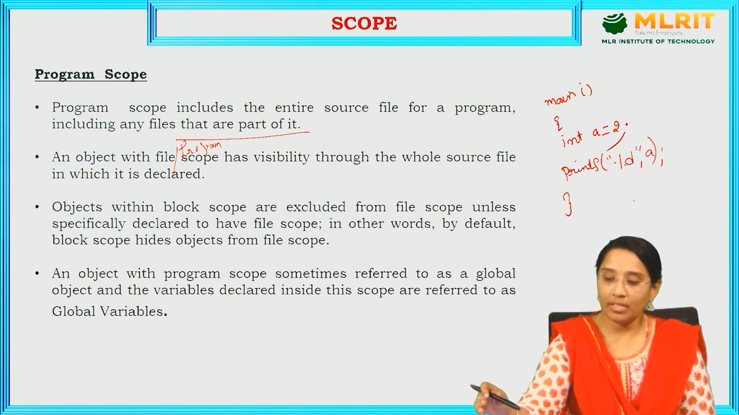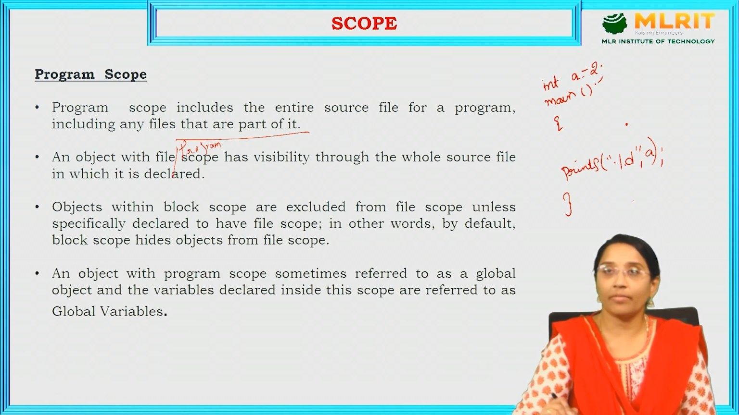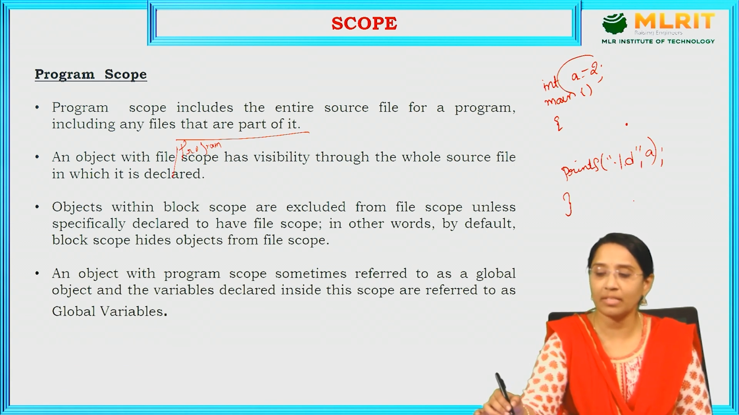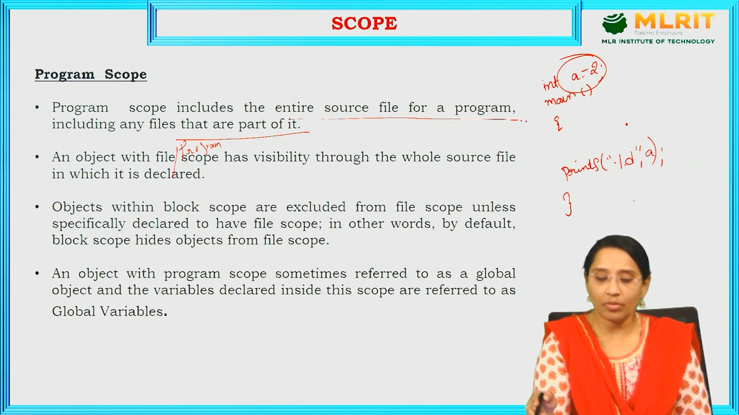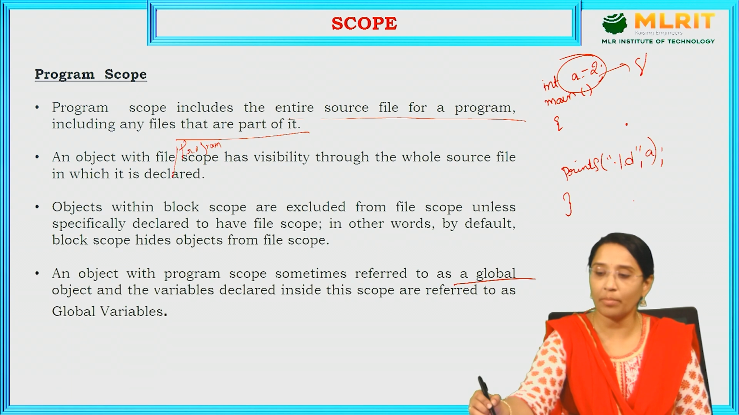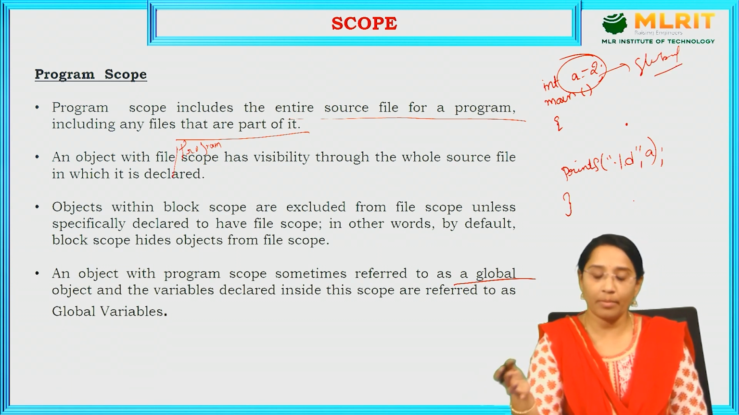Suppose I initialize the value of a variable outside of the main function. So I have declared and initialized some variables outside of the main function. This variable comes under the program scope because it includes the entire source file or program, and those variables are referred to as global variables. So the scope of global variables is throughout the program, meaning you can use them anywhere in your program.